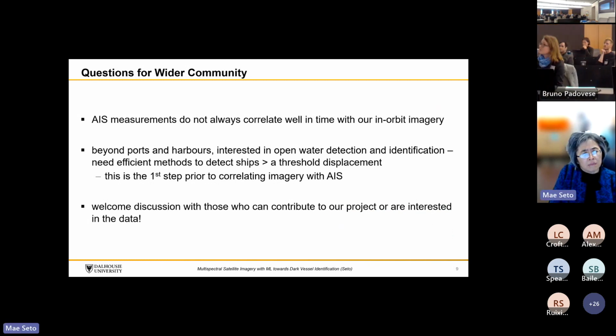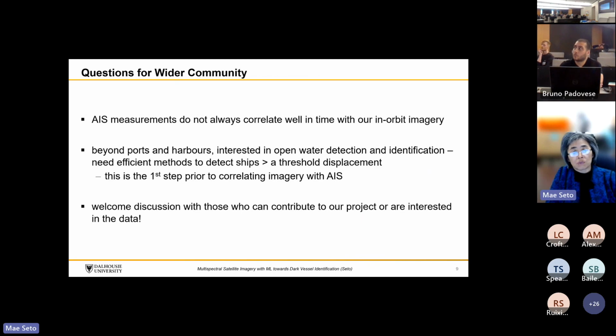So the questions for the wider community, for anyone who wants to work with us, we find that the AIS measurements do not always correlate well with what the in-orbit imagery suggests. Sometimes we would have an AIS detection that's supposed to be in the image, and we cannot see the vessel at all. As well, beyond ports and harbors, we're interested in open water detection and identification. That's where it is the most useful. So our project looks at a much later stage where you've got potential ships available and you've got the AIS data available. So efficient methods to detect ships based on their displacement, if possible.